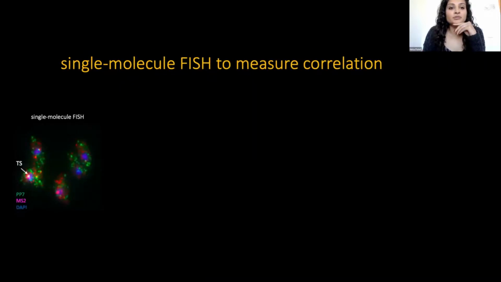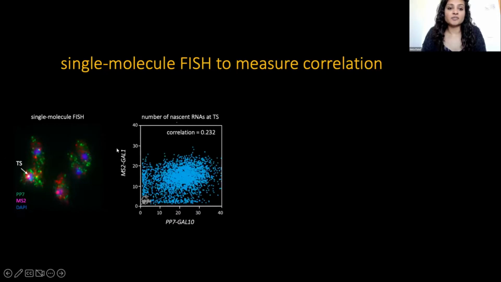And so to study the influence of this, we used a technique called single molecule FISH, which is where we fix the cells and hybridize them with fluorescent oligonucleotides that bind to the RNAs. And we're still interested in the transcription sites, or more specifically, the number of nascent RNAs at the transcription sites. And in this scatter plot, we show the GAL10 expression on the x-axis and the GAL1 expression on the y-axis, where each of these data points represents a cell.